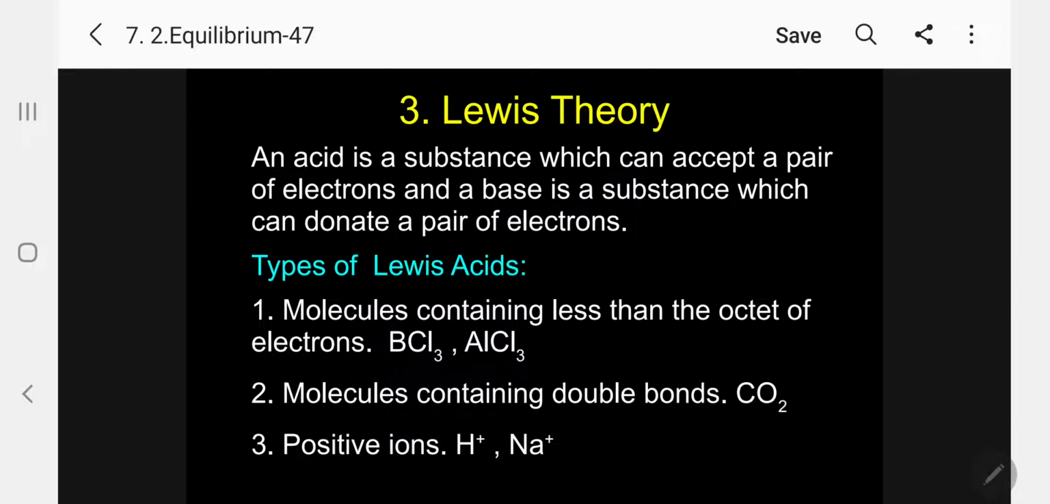Now coming to the third one: all positive ions are examples of Lewis acid. All positive ions. So there are 3 types. One is a compound with less than an octet, then a compound containing a double bond, and third, positive ions.